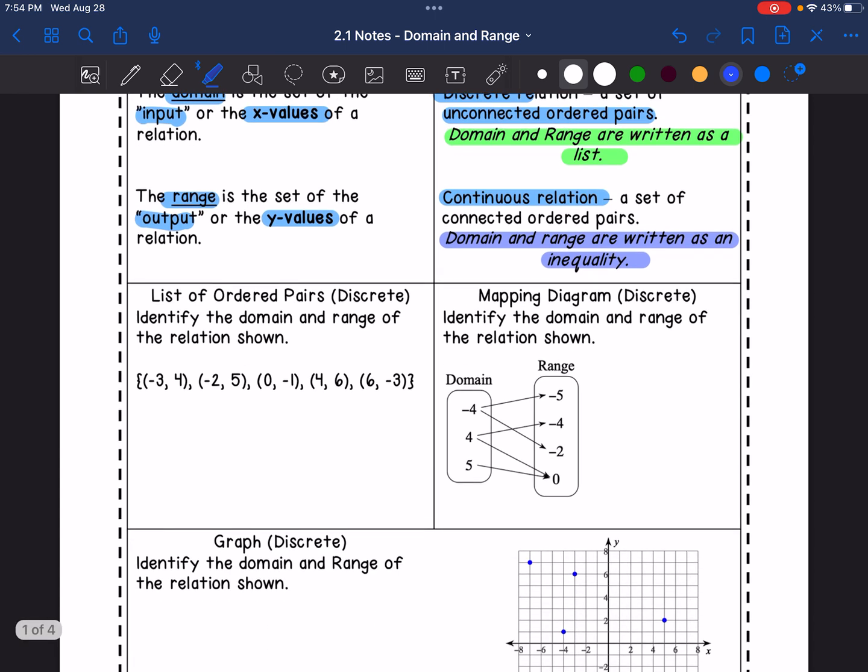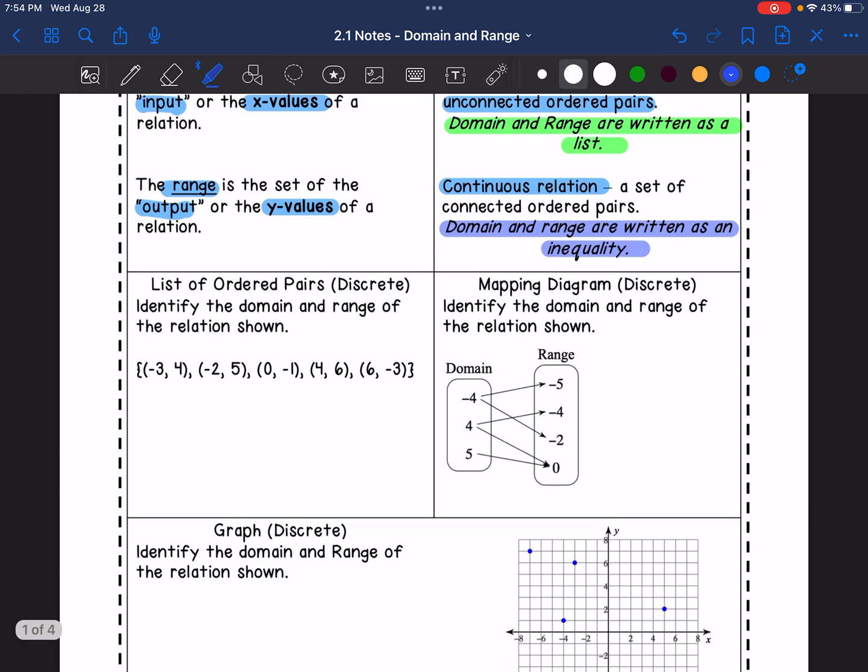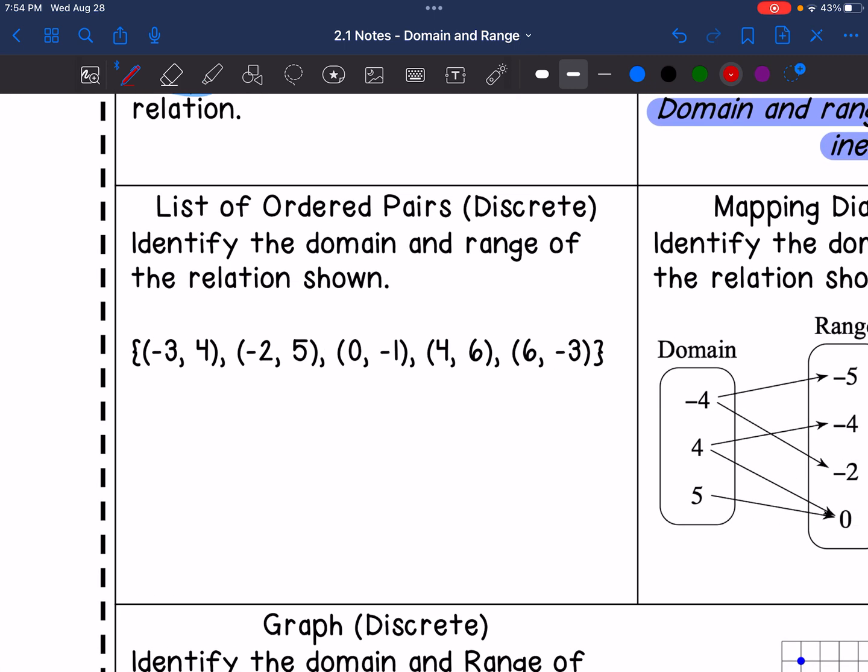All right, so let's look at some examples here. So on this first one, we've got a list of ordered pairs. So this is discrete. They are disconnected points, all right? If I put these on a graph, it would just be a scatter plot. And it says to identify the domain and range. So remember, we said that domain is your x's. Okay, so in a point, remember that x is the first number of the point.